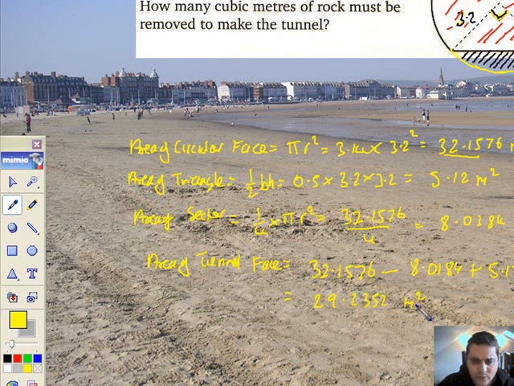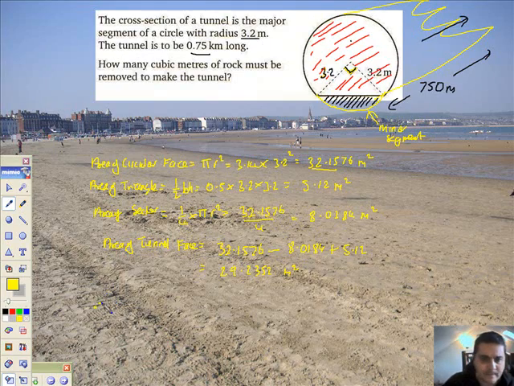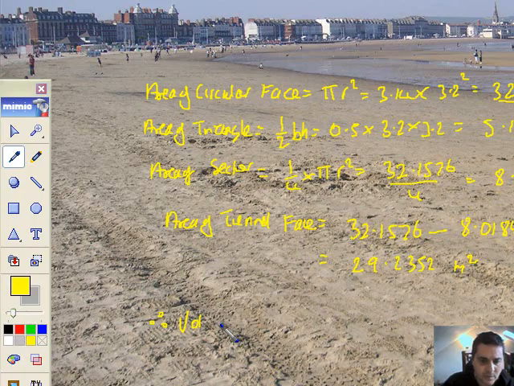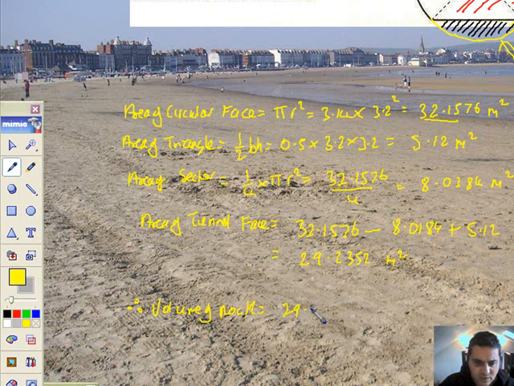Now to get the volume, of course, it will just be the area of the face multiplied by the 750. Therefore the volume of rock is going to be the volume of this tunnel here. It's going to be 29.2352 multiplied by 750 meters deep. That comes to 21,926.4 meters squared. Sorry, cubed. We're in volume, aren't we?